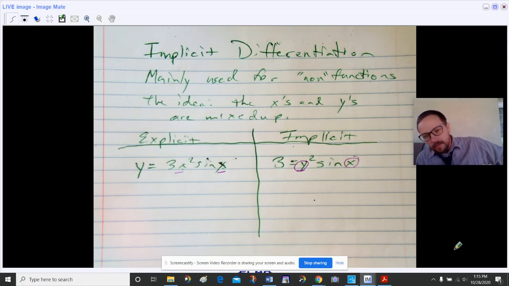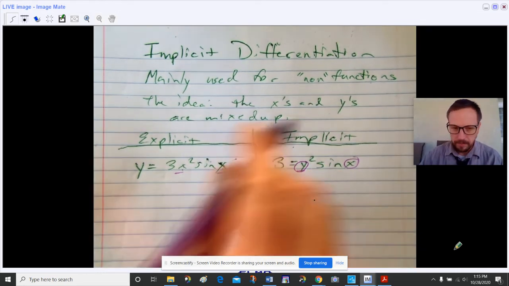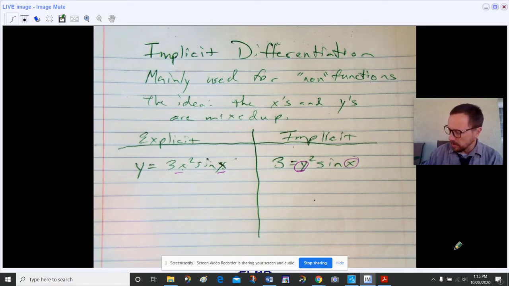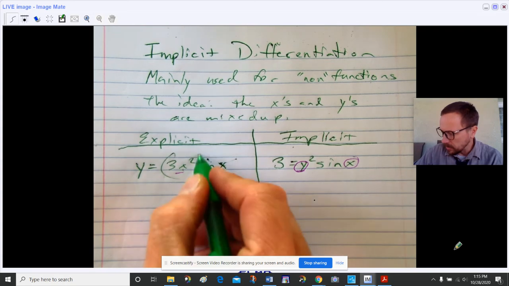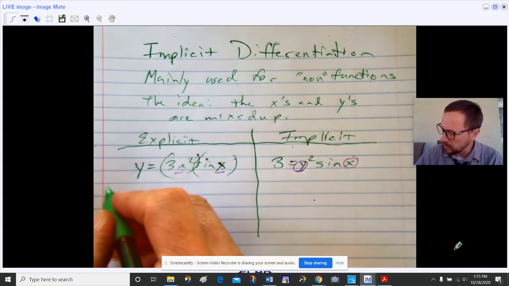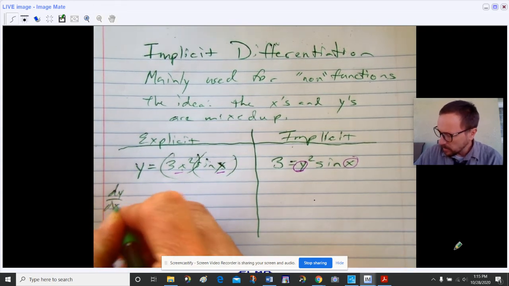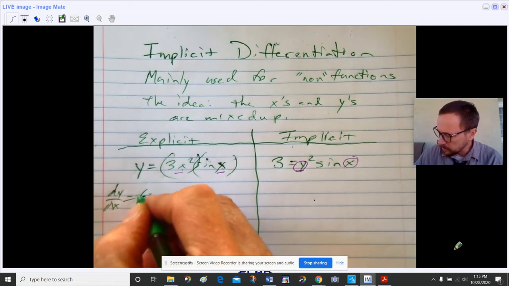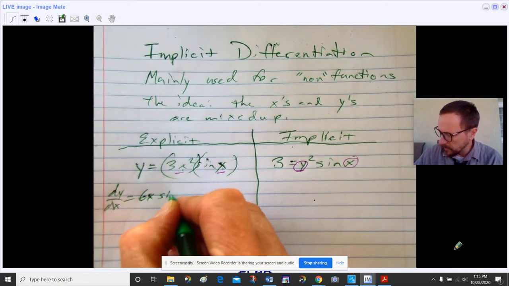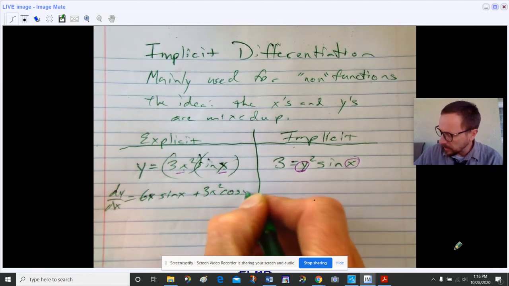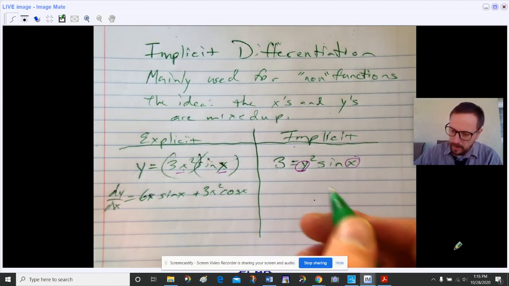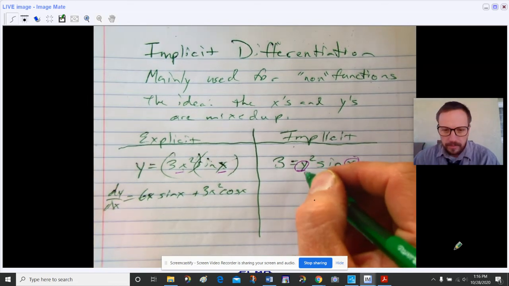But sometimes it's not going to be that easy to do. In this case, it wouldn't be that bad. But so here we go. So explicit, of course, with this one we'd have to use the product rule, and so we'd say dy over dx equals 6x sine of x plus 3x squared cosine of x. Okay, and so we'd have that. Not bad.